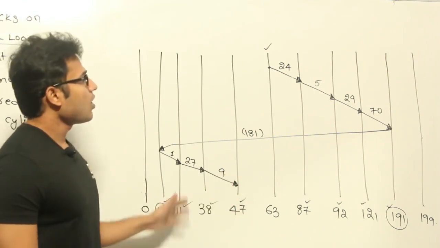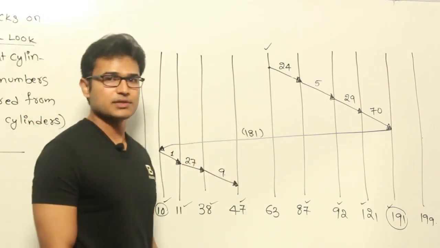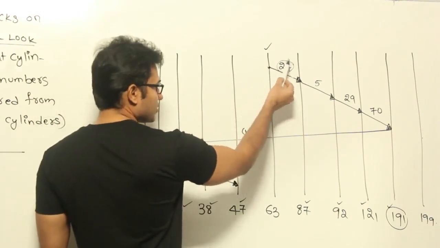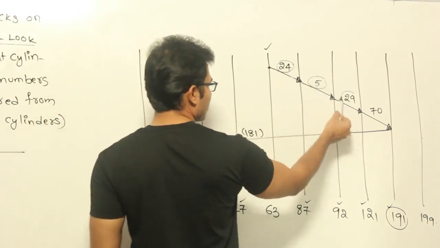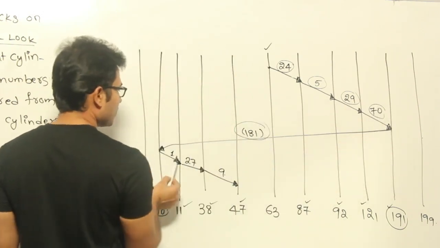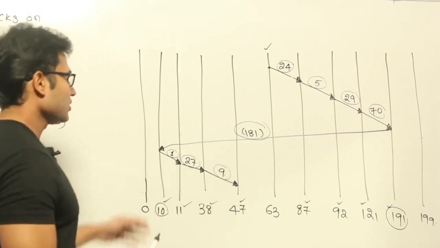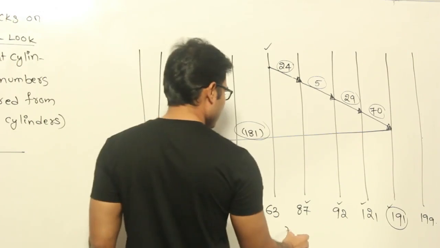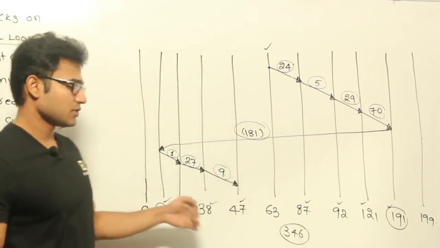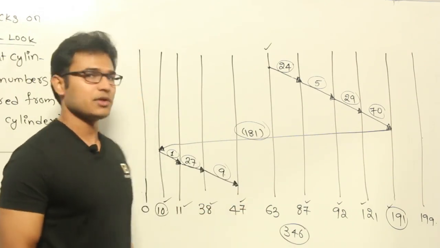Now just count how many cylinders you crossed in this entire process, right from the beginning to the end. If you try to count, from here to here the number is 24 cylinders, from here to here 5, from here to here 29, from here to here 70, and from here to here 181, and from here to here 1, here to here 27, here to here 9, right? Now if you add all these movements, it is going to be 346. So the total number of cylinders which our read-write head has moved is 346 cylinders. Got it? Okay.